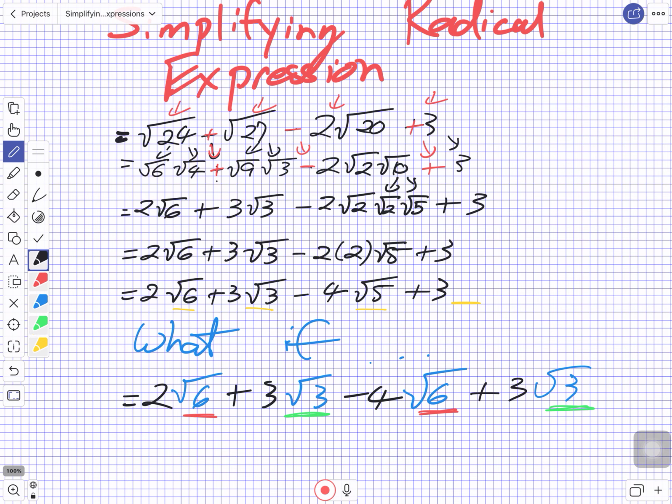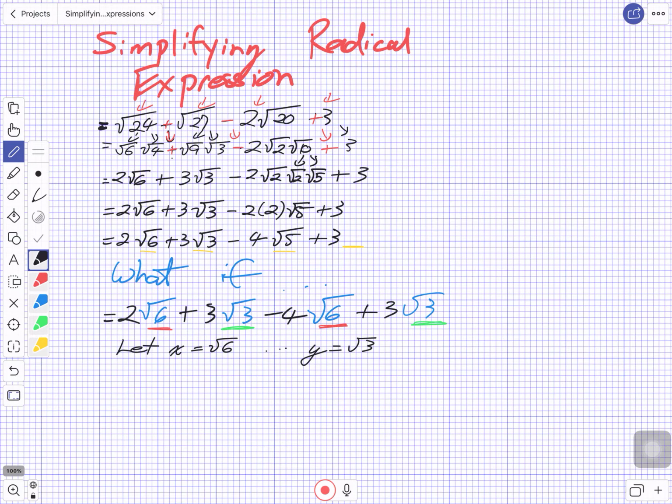In fact, to make it a little easier for us, I'm going to say, have you ever seen anyone do this? Let x equal root 6 and y equal root 3, okay? I'll rewrite this again. Now it becomes 2, 6 is red, okay, so 2x plus 3, green will be y, minus 4x plus 3y. This is a little easier for us to work with.